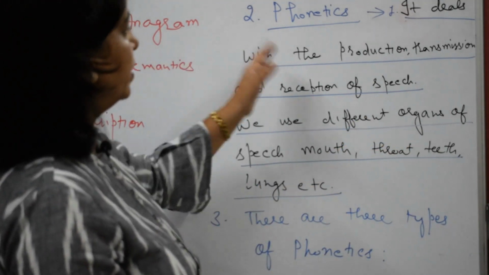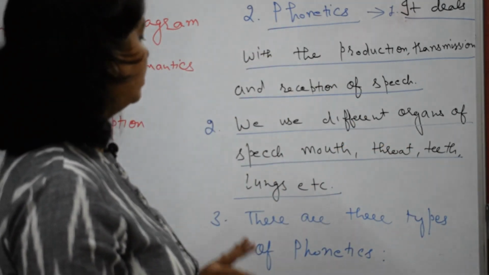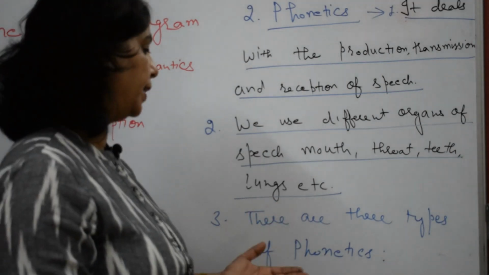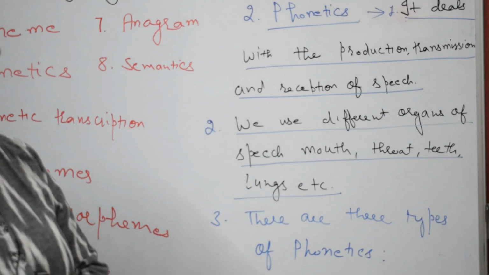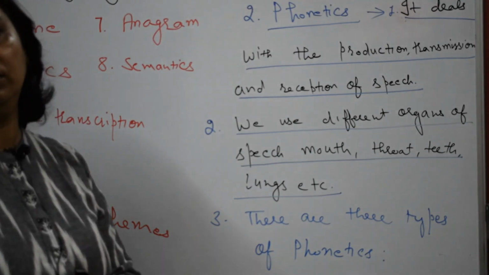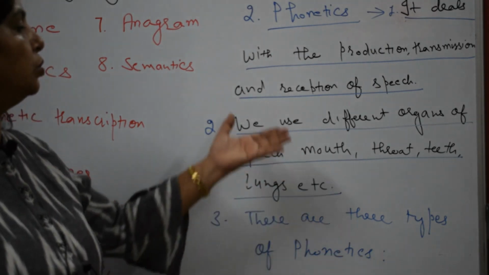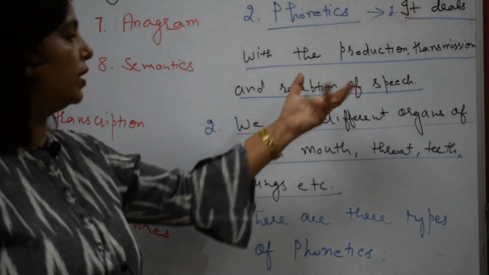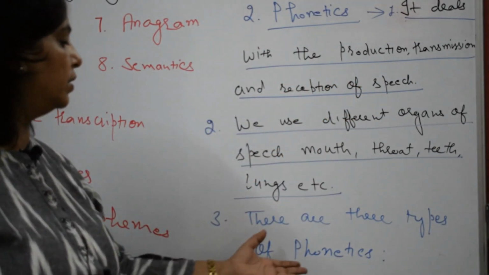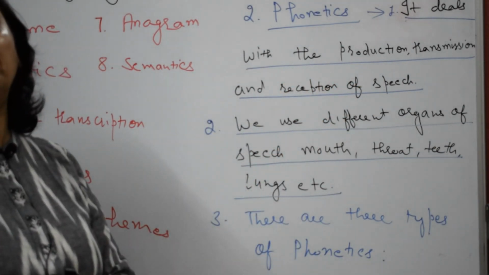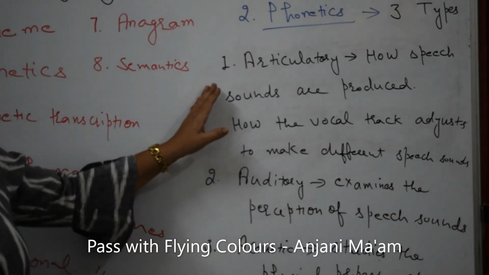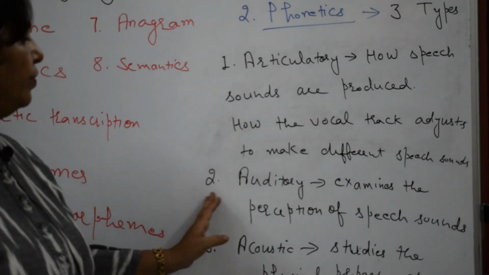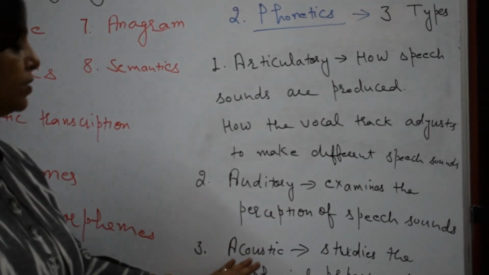So this is the study we do in phonetics. Third, there are three types of phonetics. आपके पास फुल डिटेल में इसका क्वेश्चन नहीं आता, ओनली 1 मार्क क्वेश्चन आएगा. तो इन 1 मार्क में फर्स्ट मार्क का ये हो गया, सेकंड मार्क्स का ये हो गया, थर्ड का ये हो गया. Now let's see the three types of phonetics. There are three types of phonetics. First one articulatory, second one auditory and the third one is acoustic.